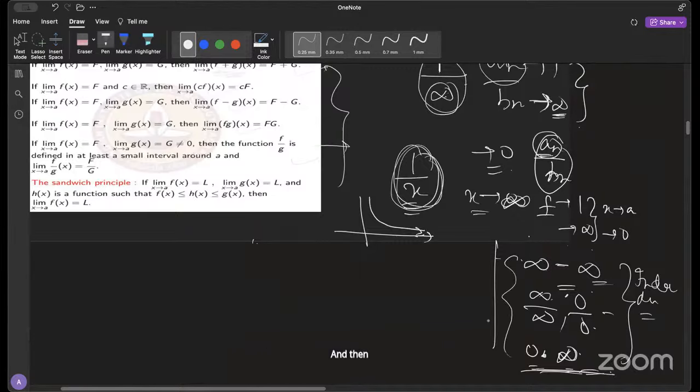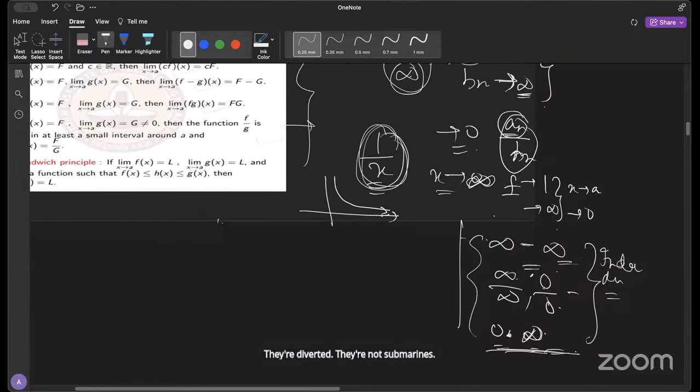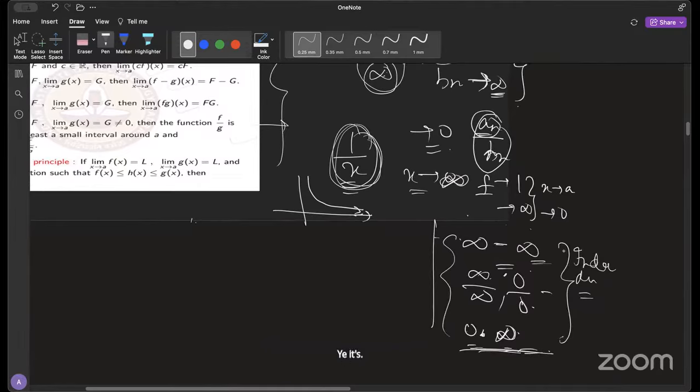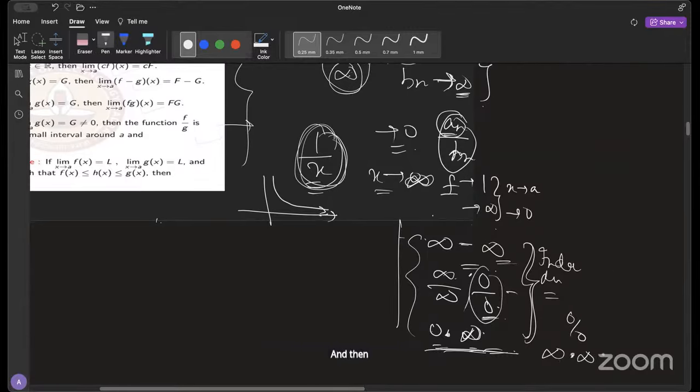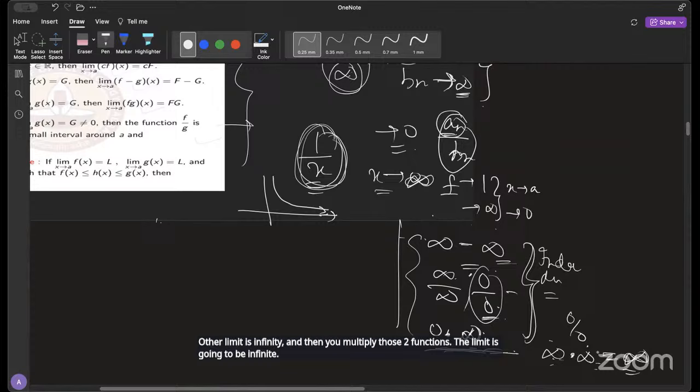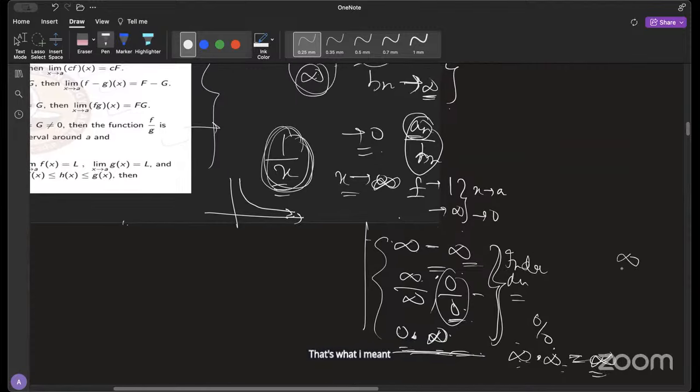And then you need to apply L'Hopital's rule. It's not diverging actually, but we don't know what this thing is. If you get 0 by 0, you don't know what you get. If you have infinity into infinity, we know that this is infinity only. These are not numbers. When I say infinity into infinity, I mean when one limit is infinity, other limit is infinity, and then you multiply those two functions, the limit is going to be infinity. That's what I meant. But if you have this form, then you don't know what this is.